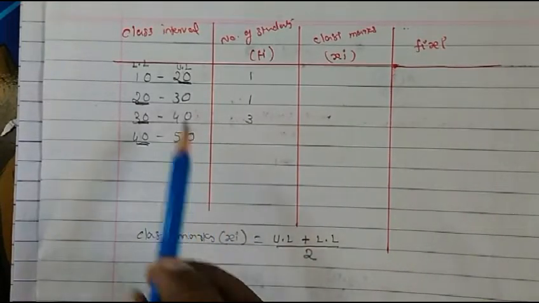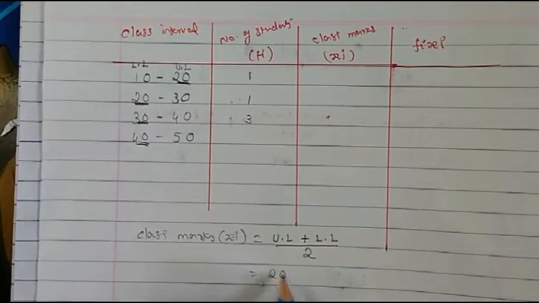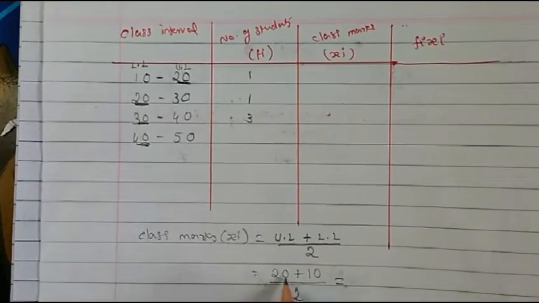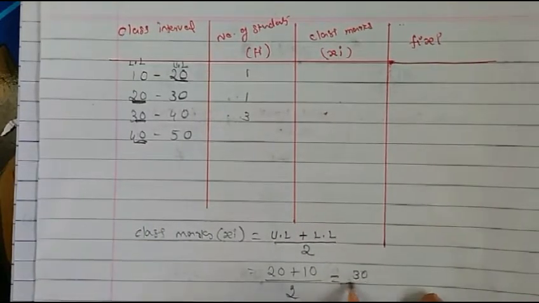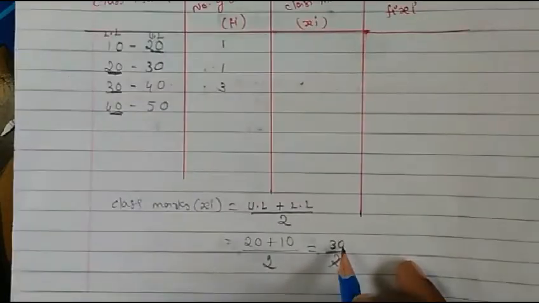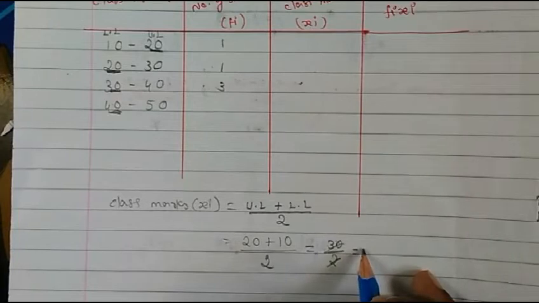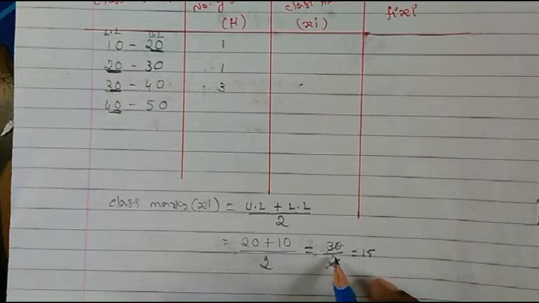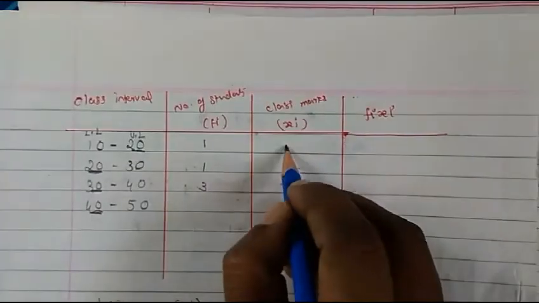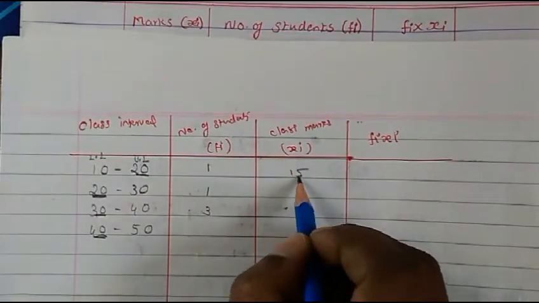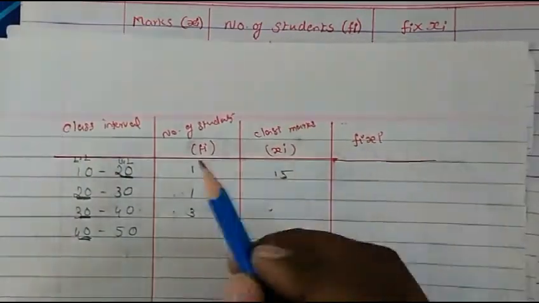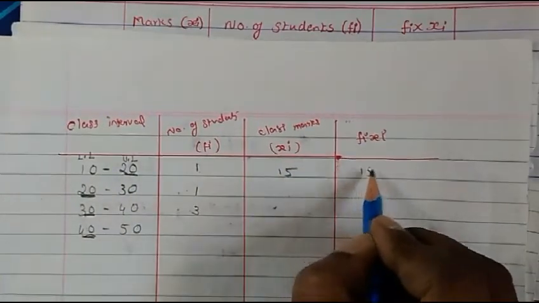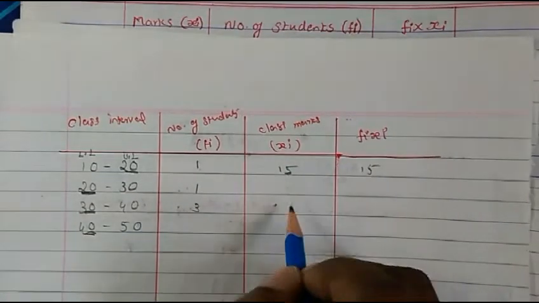So now here upper limit is 20 plus lower limit is 10, divide by 2. 20 plus 10 is 30, divided by 2, you will get 15. So 15 you will write down here. So Xi will become 15. Now this is your Fi, this is your Xi. So you will multiply these two and write down the Fi Xi here. The same way you will do for the others also.